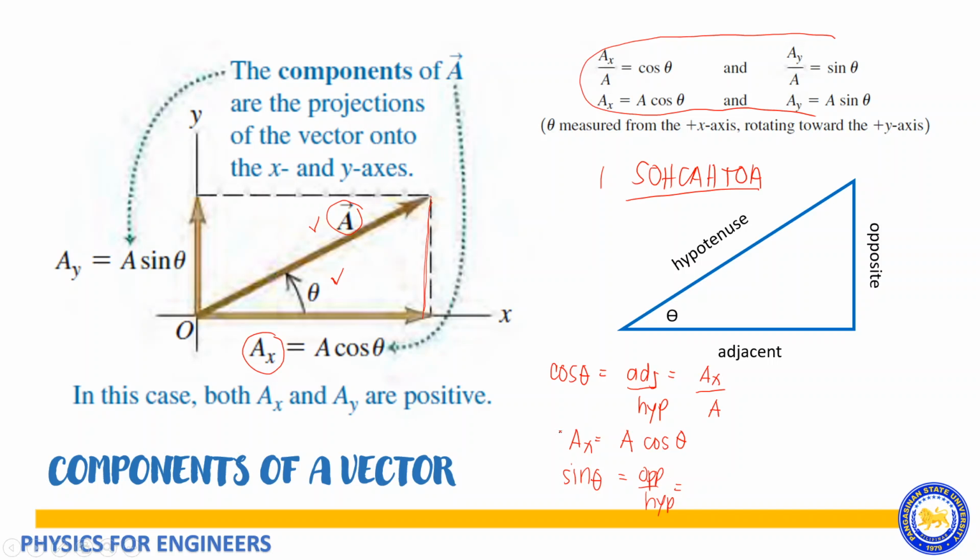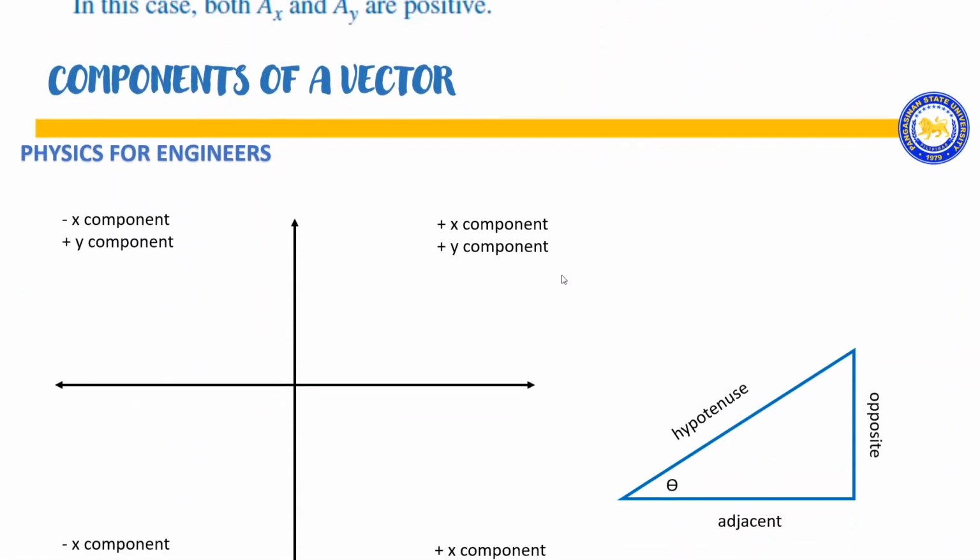Remember, ang opposite natin dito ay katumbas ni AY. AY over, ang hypotenuse ay si vector A. So, AY ay equivalent pala sa magnitude ng A at saka ni sin theta. Okay. So, dun lang po nakuha yung formula. You don't need to memorize. You just have to know the principle of SOHCAHTOA and the right triangle. Okay? So, ganun lang siya nag-work si components.